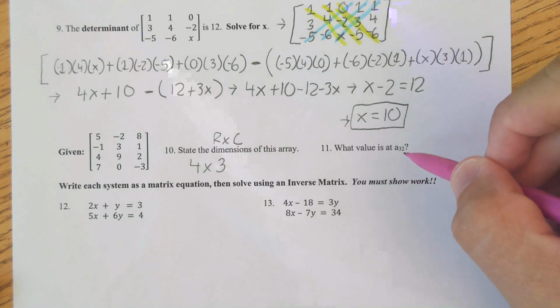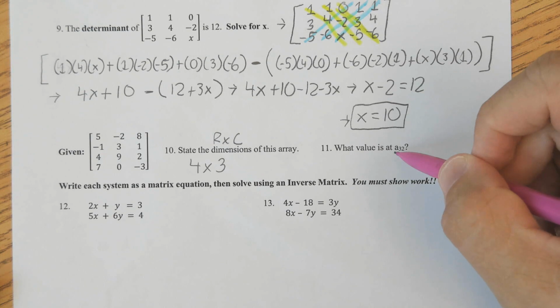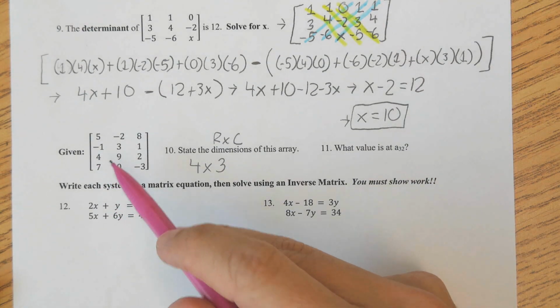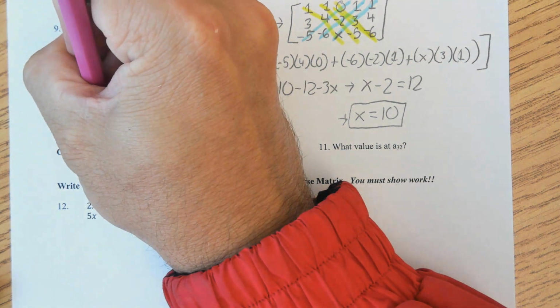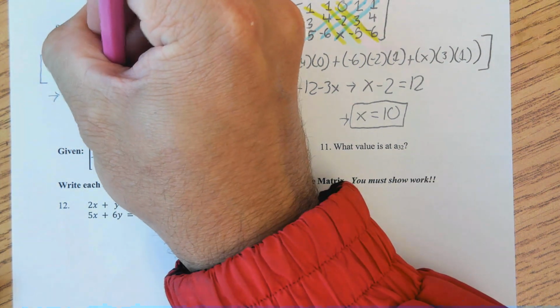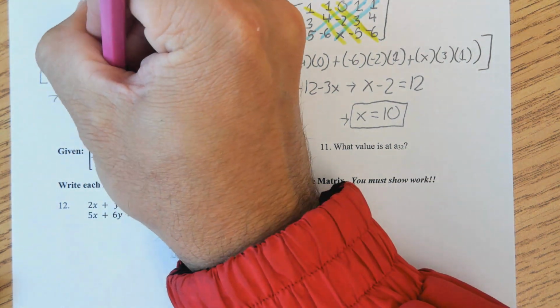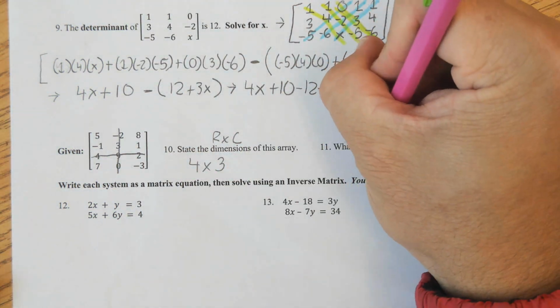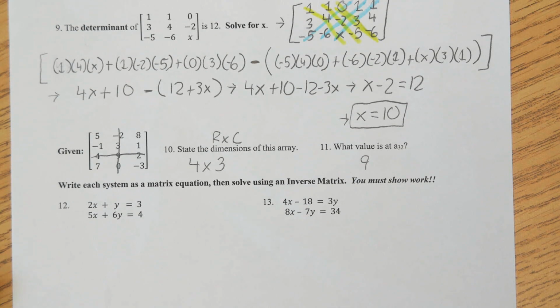What value is A32? So I want to know what element is at row 3, column 2. So row 3. I draw a line through the row that I'm asked for, and then the column. So the third row, second column, where do the two lines overlap? They overlap there at that 9, and there you go.